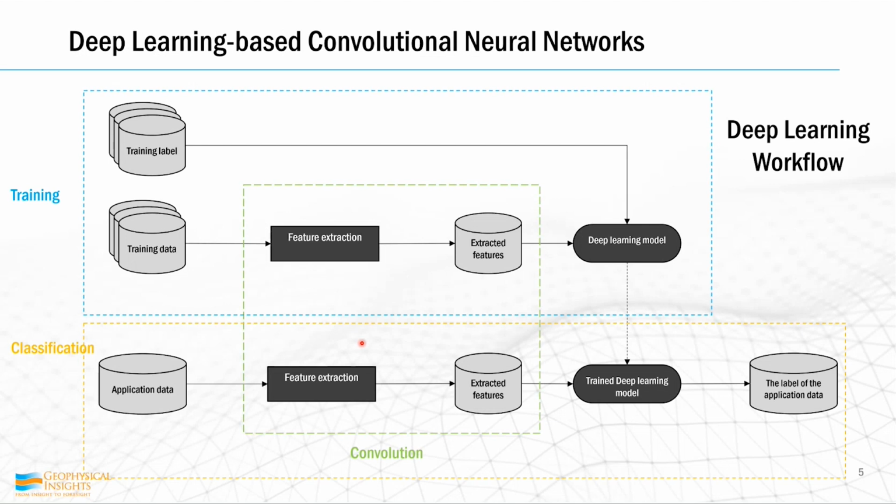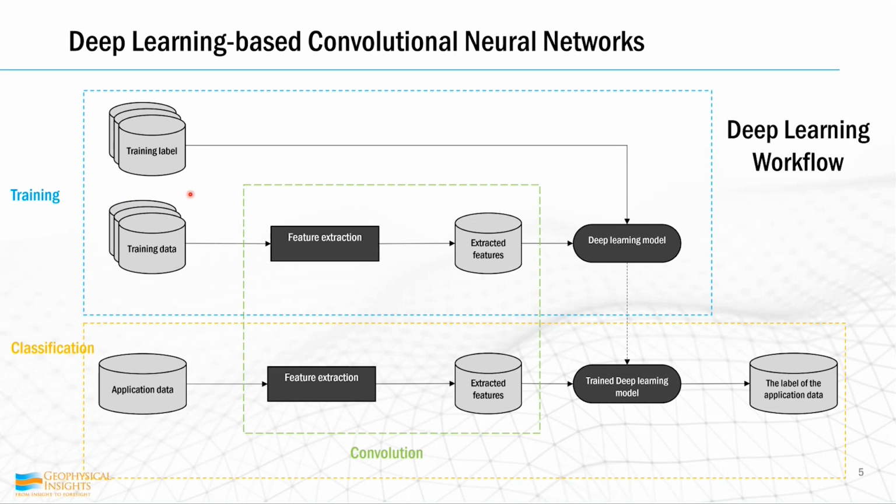This image shows the general workflow of a deep learning-based convolutional neural network model applied to seismic interpretation. This workflow can be divided into 2 steps. The first step is the training step, and the second step is the classification step. Since the CNN is a supervised learning method, in the training step, we need to create the training label and training data, which are used to train the CNN model.